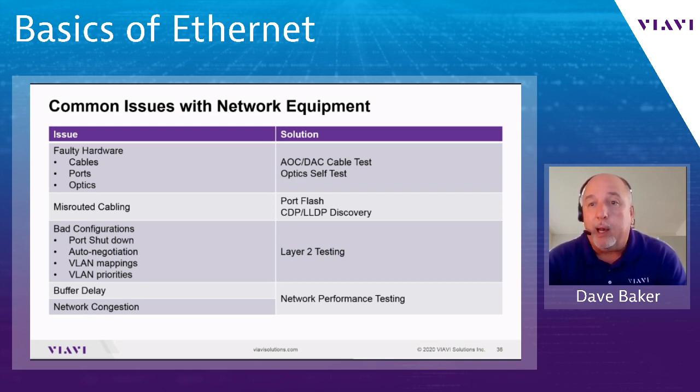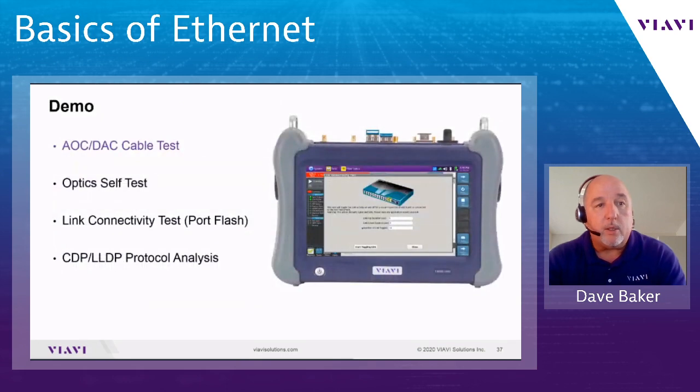Ports could be just shut down and not enabled. And then buffering can cause issues with delay and congestion and dropped frames. I want to give some examples of equipment that we can use and tests we can run to evaluate each of these issues. So on to you, Peter, for the AOC DAC cable test.